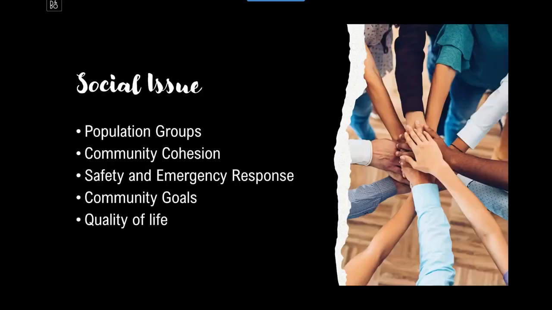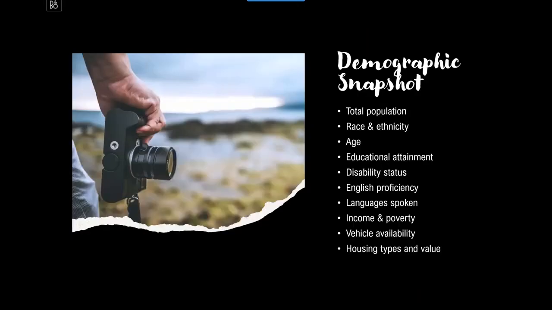So let's talk a little bit more about the individual issues. First up is going to be social. Your social issue is going to cover your population, your community cohesion, the safety and emergency, community goals, and quality of life. This is going to include a demographic snapshot, as we call it, which shows us the total population in the area, the race and the ethnicity, the backgrounds, your average age of the community, what kind of education the people in that community have, whether there's disability status, whether it's an English-speaking community, and what languages are spoken if English is a second language in that community.